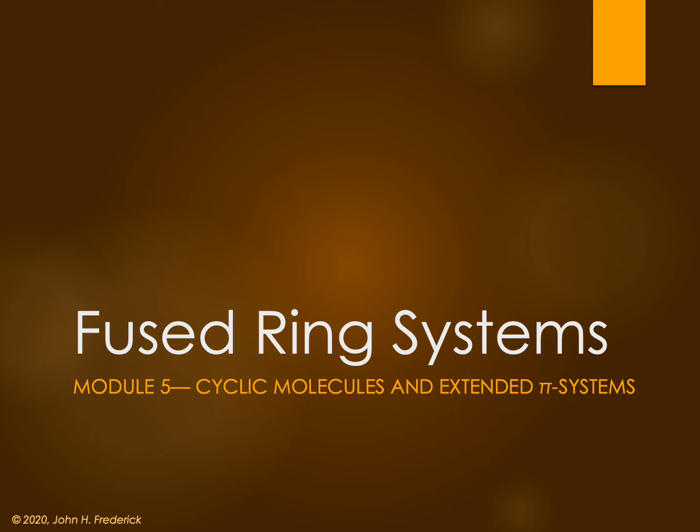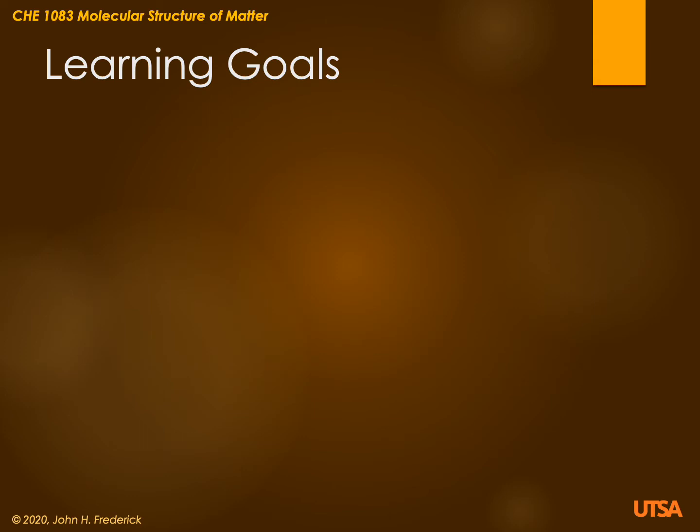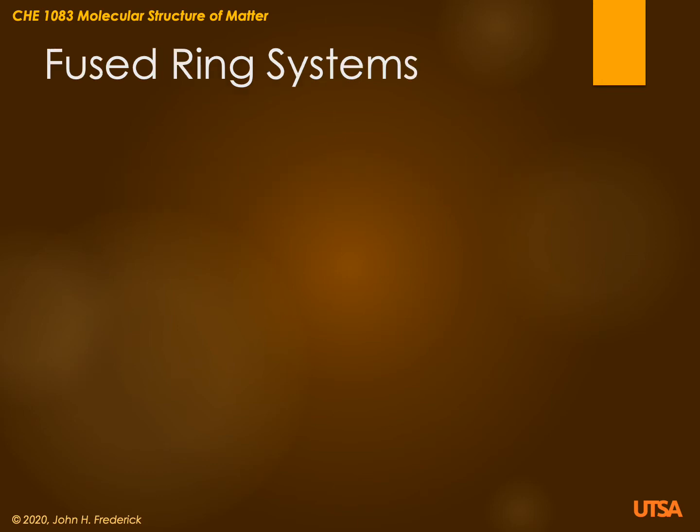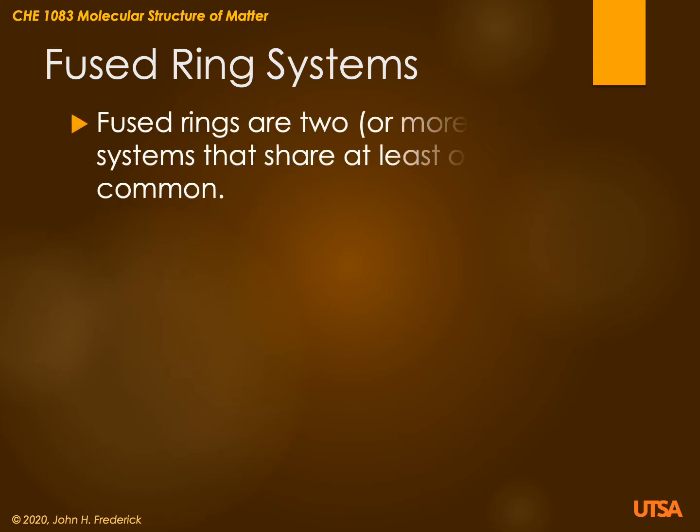We now extend our treatment of cyclic molecules to consider fused ring systems. Our learning goals in this case are going to be the configurations of those systems and where their relative degrees of strain come in. So what are fused ring systems? These are basically cases where we have a molecule with two or more cyclic pieces that are connected together by sharing at least one atom in common.